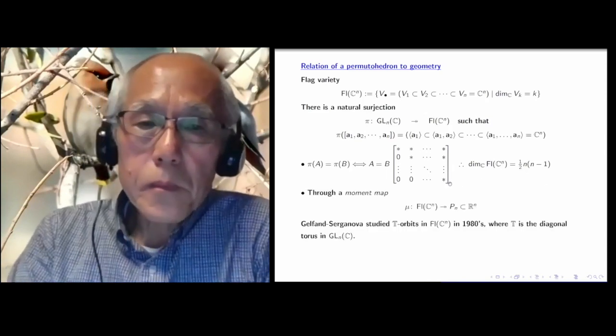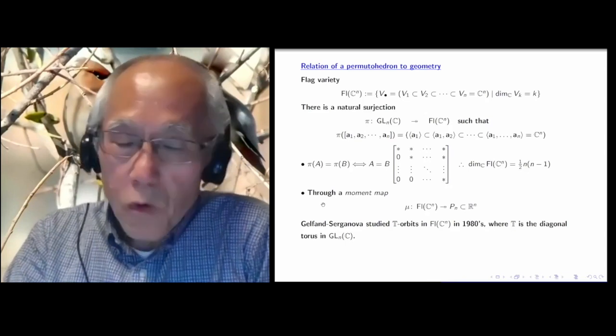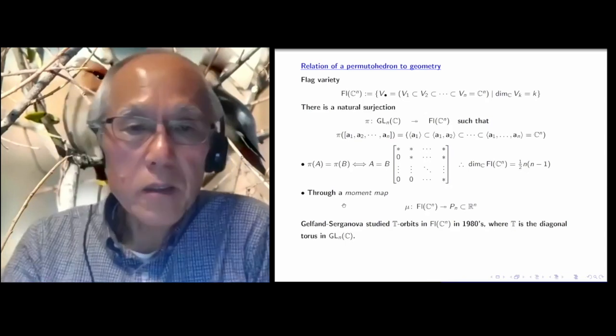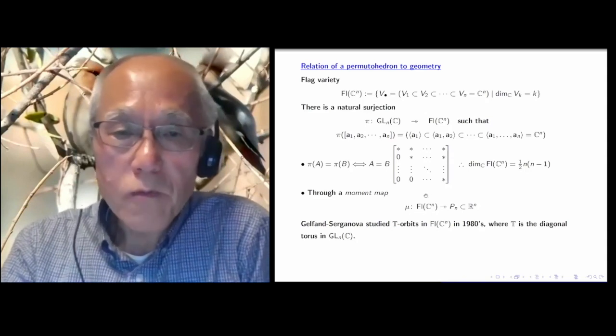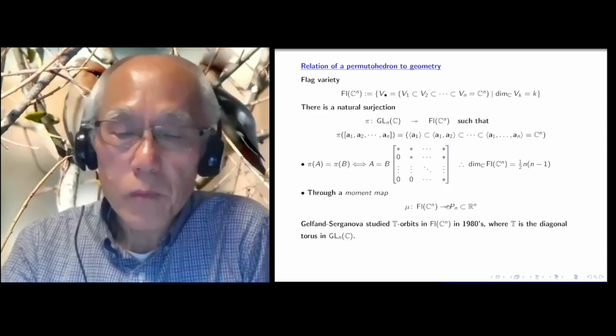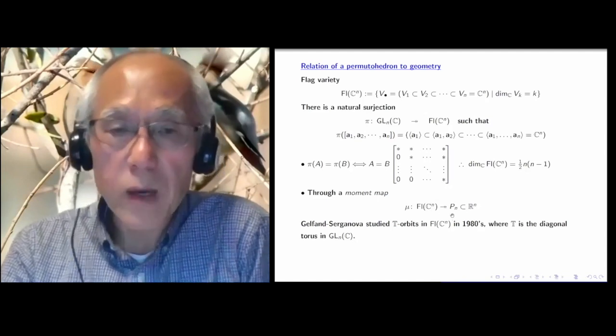And one more important thing is that there is what is called the moment map from the flag variety to the permutohedron. This is a surjective map.